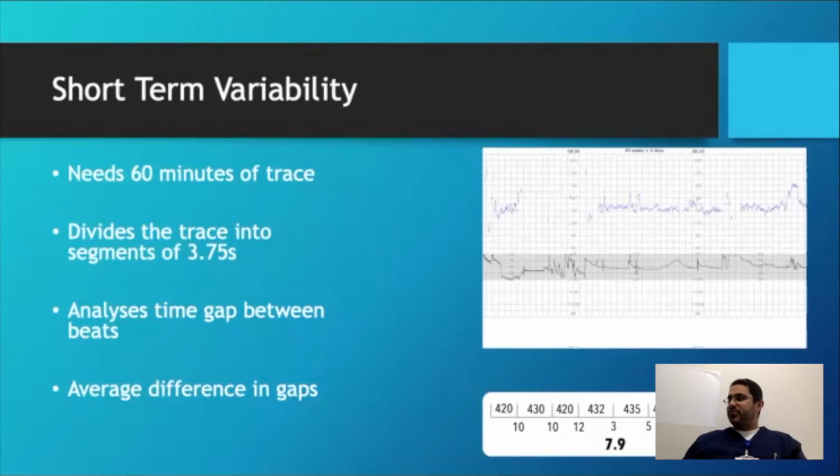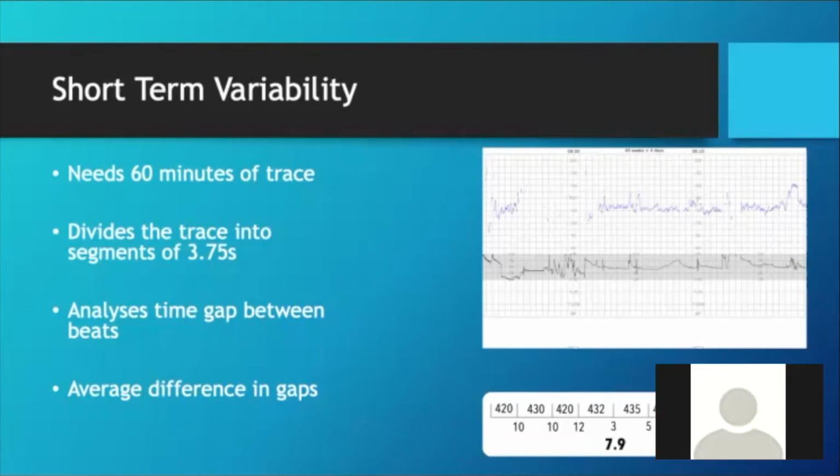Movement, baby's movements. Gestational age. The reality is, if you have 5 minutes of activity, that will increase your short-term variability. If you have an entire hour with only 5 minutes of good activity, you have a normal result, which says, okay, well, even short-term variability, even though it's the best criteria from Dawes-Redman, has to be taken with a pinch of salt because you need to reassess the trace.